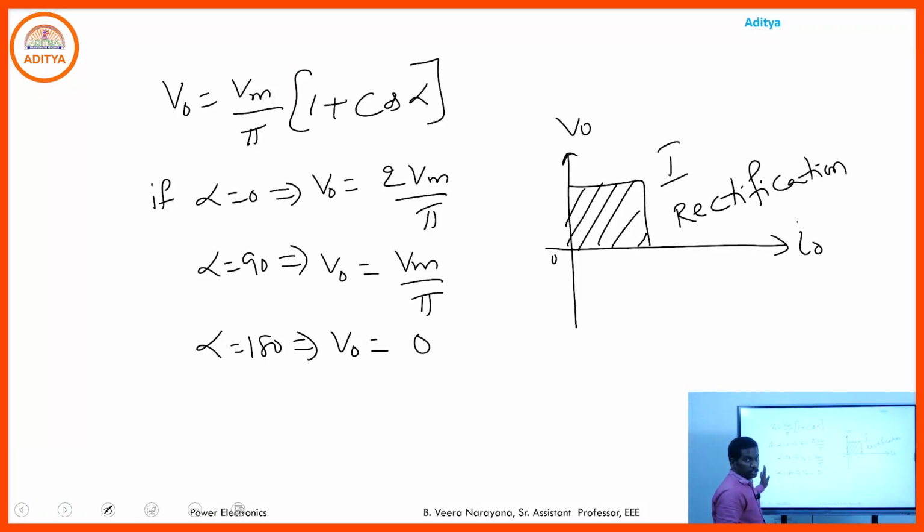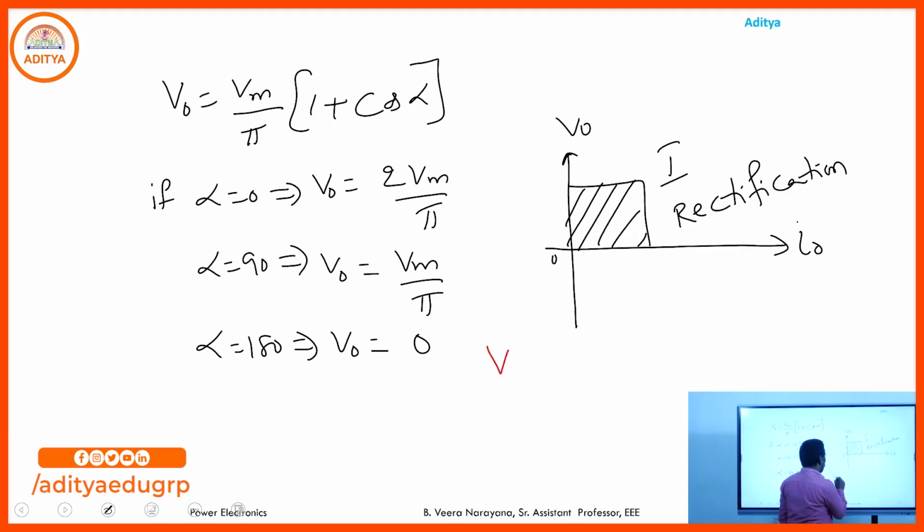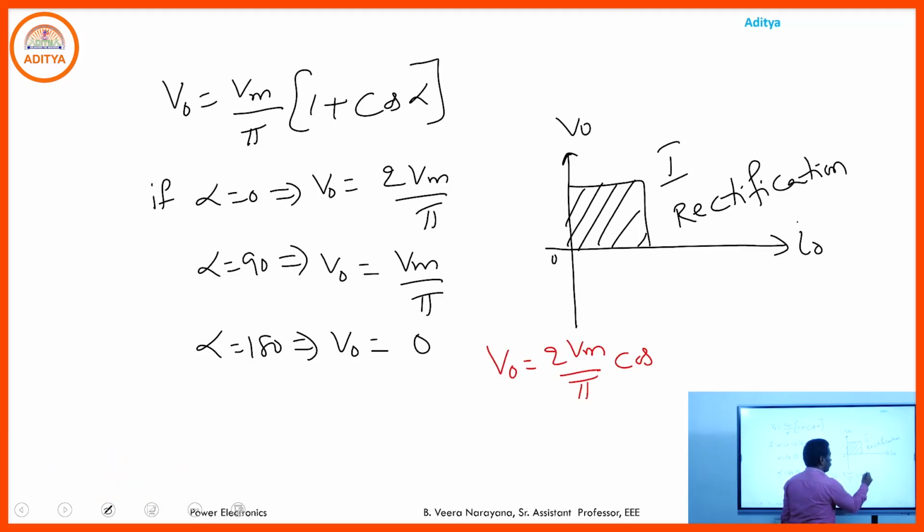This is the average DC output voltage, V naught equals Vm by pi into (1 plus cos alpha). Whereas if you go through the bridge type fully controlled converter, V naught is equal to 2 Vm by pi cos alpha. So from this, if alpha is 0, V naught equals 2 Vm by pi. If alpha equals 90, V naught equals 0. If alpha equals 180, V naught equals minus 2 Vm by pi. So depending upon the firing angle, we are able to collect either positive voltage or negative voltage.